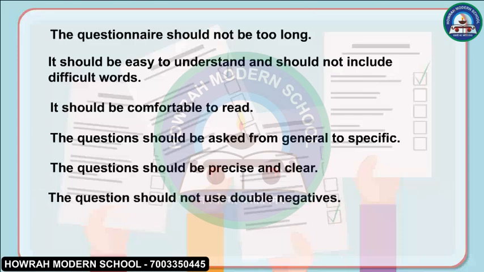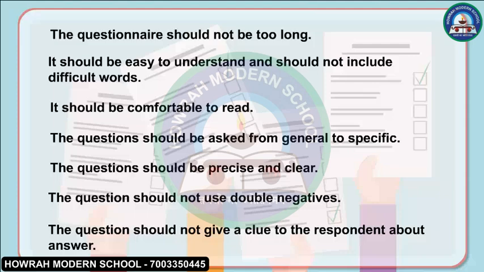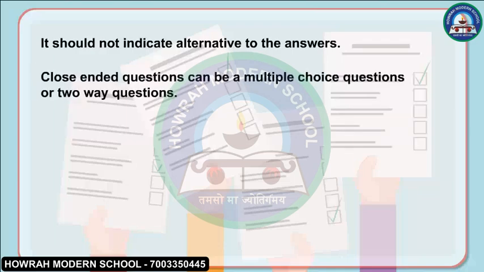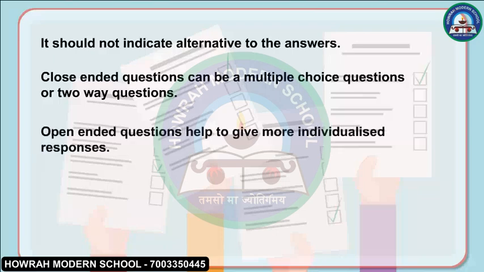The question should not use double negatives. The question should not give a clue to the respondent about the answer. It should not indicate alternatives to the answers. Close-ended questions can be multiple-choice questions or two-way questions. Open-ended questions help to give more individualized responses.